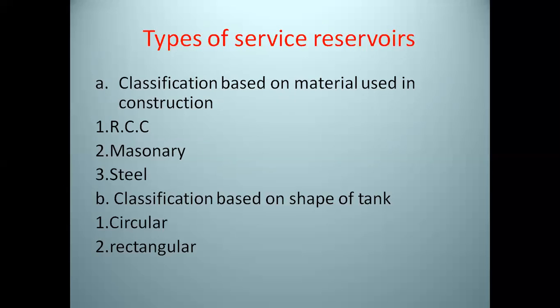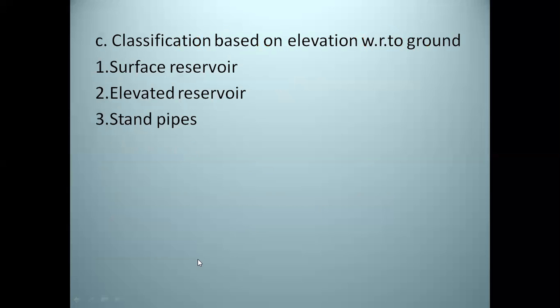Now see, first is classification based on the material used in construction. First is RCC, second masonry, third steel reservoir. According to material, the service reservoirs are classified into the RCC reservoirs, masonry reservoirs, and steel reservoirs. Then classification based on the shape of tank. According to the shape of tank, the reservoirs are classified into circular reservoirs and rectangular reservoirs. Then, according to the elevation with respect to ground, the reservoirs are classified as surface reservoirs, elevated reservoirs, and stand pipes.